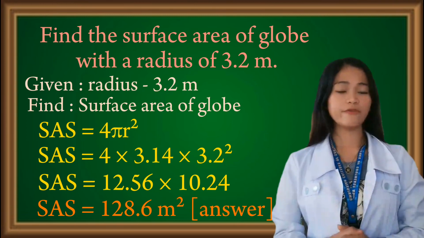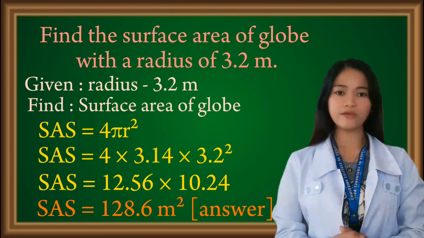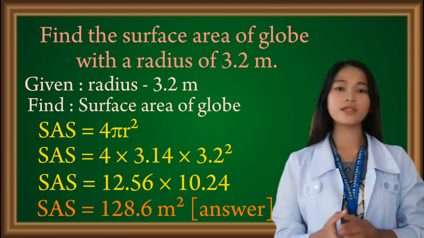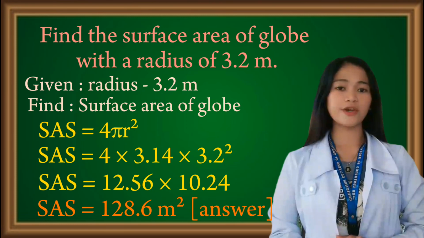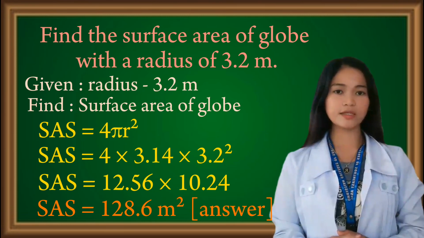So 12.56 times 10.24 is equal to 128.6 squared meter. Surface area of a globe is 128.6 squared meter. And now, let us proceed to the summary of this lesson.